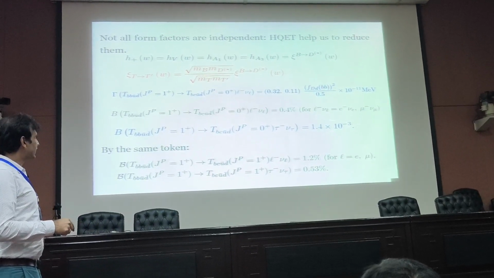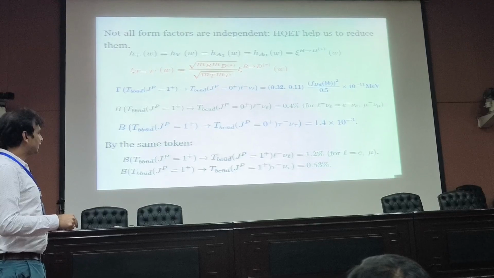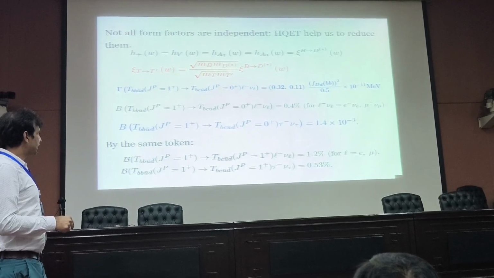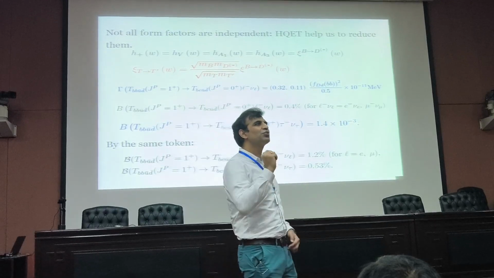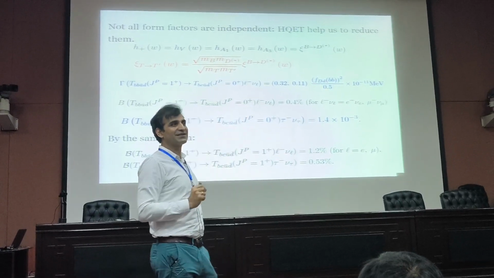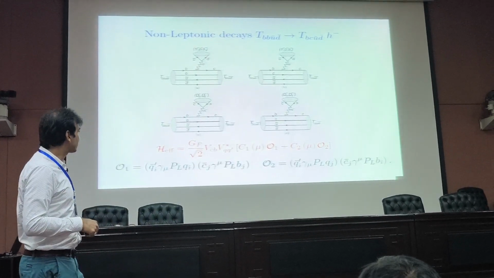So by using these factors, we have calculated the decay rate. And you can see that the decay rate is 1.2% and 0.53%. It's a very, very small decay rate. It's too small, 1.2% just. That is why I said that these are the rare decays.